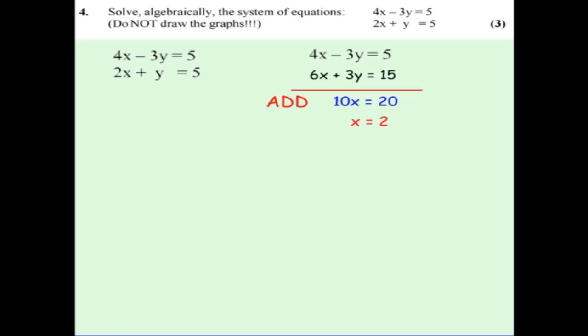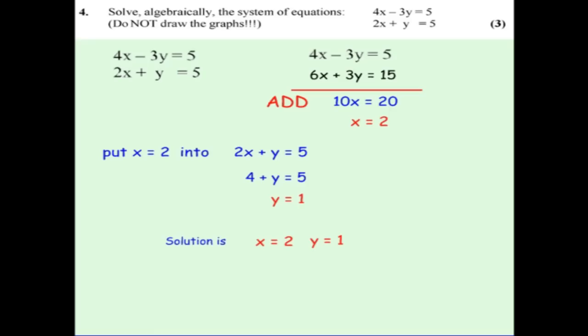To find the y value, we fit this x value of 2 into one of the equations. Fit it into the second equation, 2x plus y is equal to 5. So instead of 2x plus y equals 5, 2 times 2 is 4 plus y is equal to 5, which means that y is equal to 1. The solution to the system of equations is x equals 2, y equals 1.